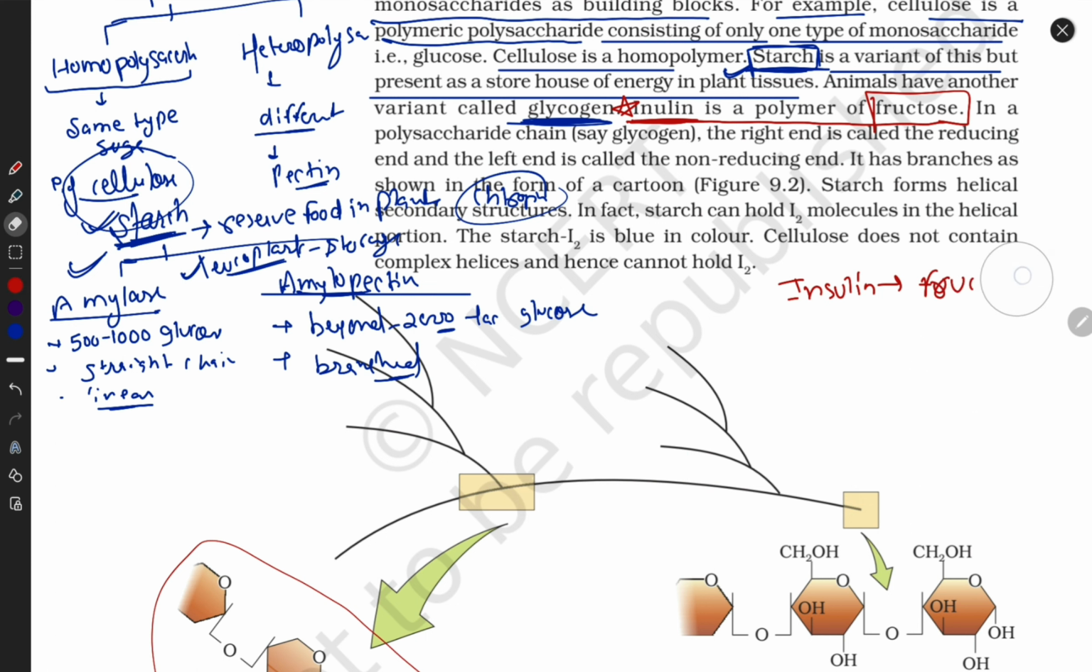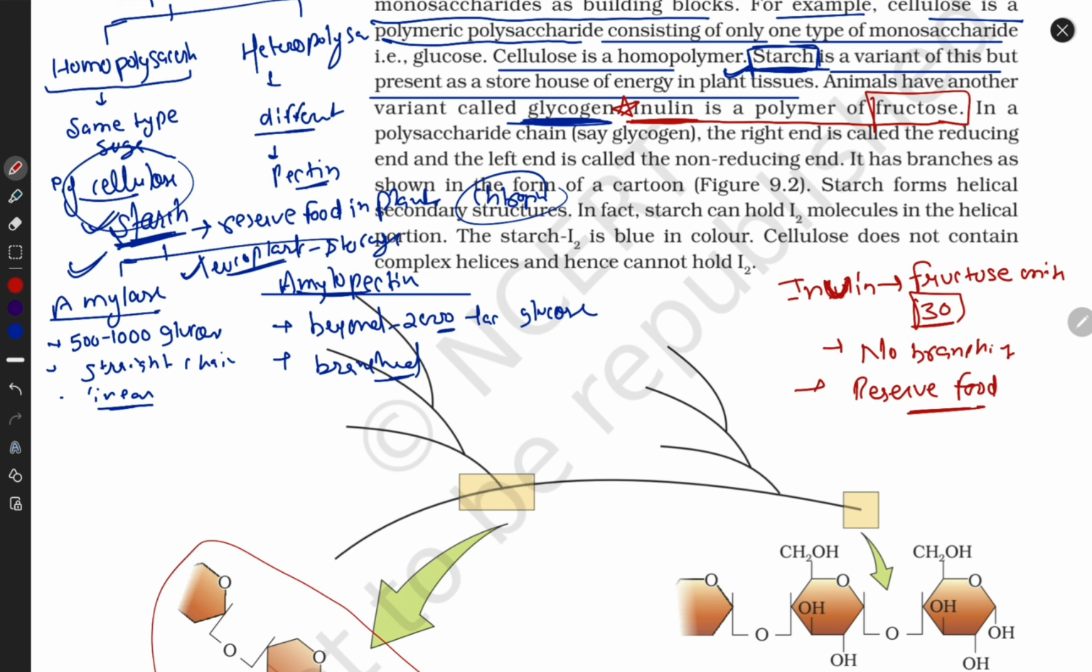Okay, writing. Oh God, my writing is bad. Fructose units. How many? Approximately 30. Okay, the special thing is no branching. What is the special feature of inulin? It's inulin. They preserve food in some plant species, and they are also used in the kidney test, to check whether kidney filtration is being done properly or not.